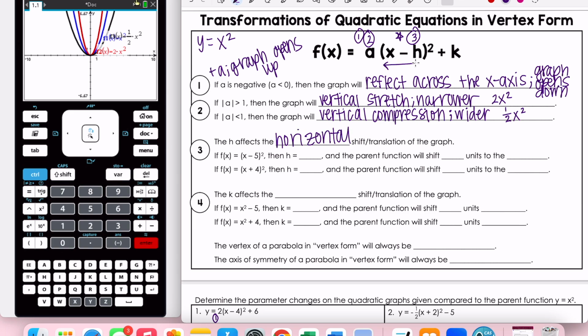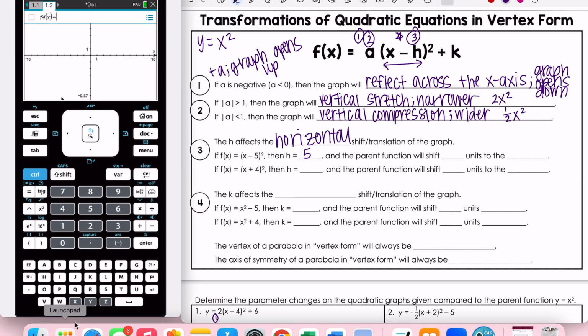So remember, horizontal means that we are moving left or right. And again, remember, like I said, we always want to think the opposite. So here, if f of x equals x minus 5 squared, then the value of h equals 5. Again, we are thinking opposite. So let's see how this affects our parent function and its transformation.